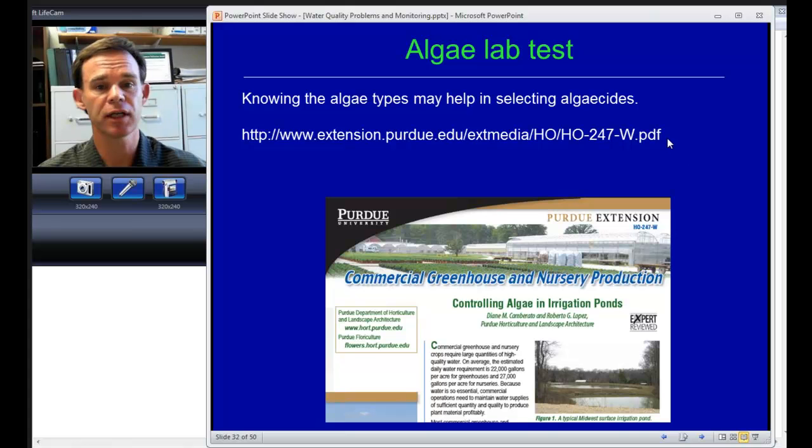Now, there is a very nice extension bulletin. If you Google Purdue extension and the authors, such as Roberto Lopez, Diane Cambarato, and look under controlling algae in irrigation ponds, then it goes through, for example, how different algae types tend to respond to different algicides.